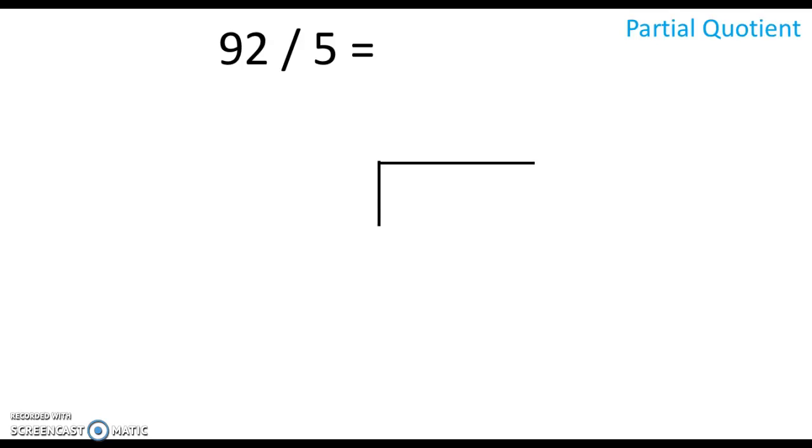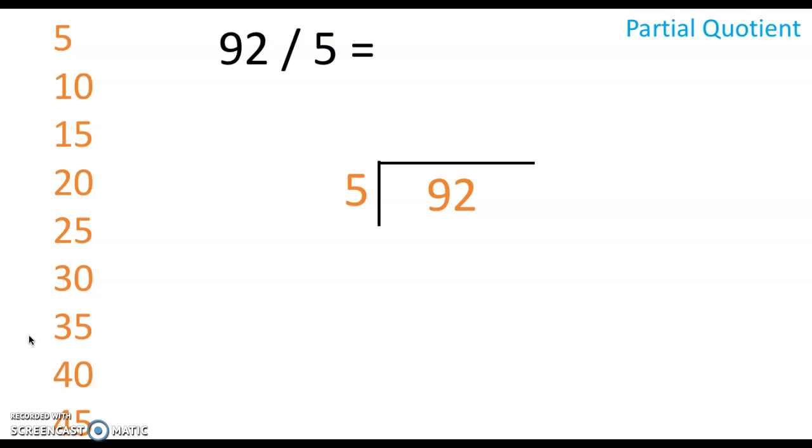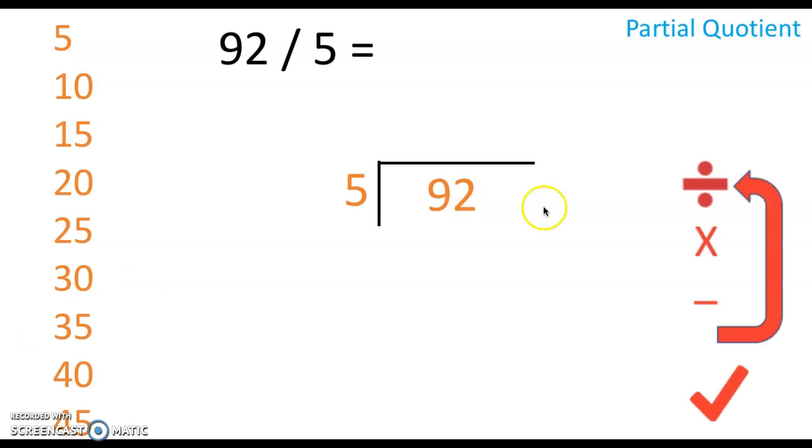92 divided by 5 using partial quotient. First, let's set up our problem. 5 on the outside, 92 on the inside, and if you need to, write out your 5 times tables. We're also going to write out our steps.